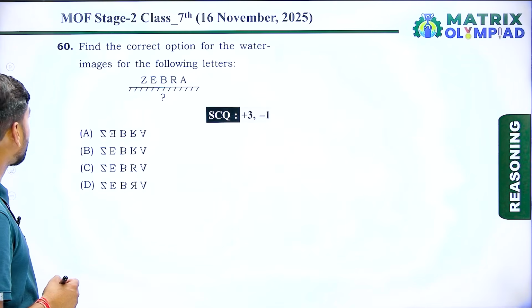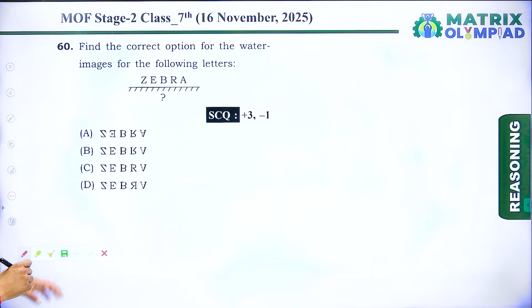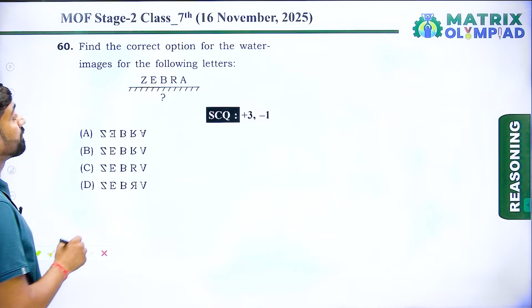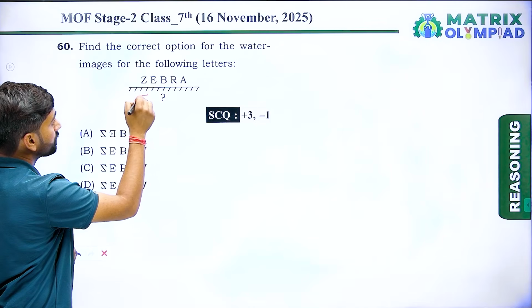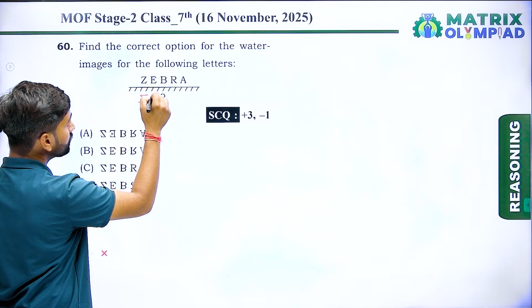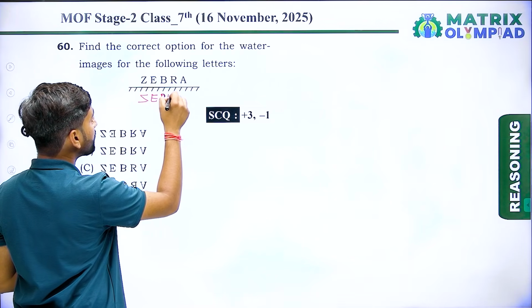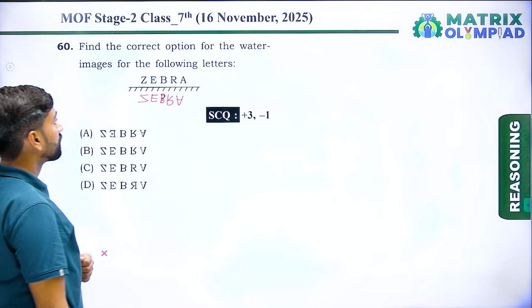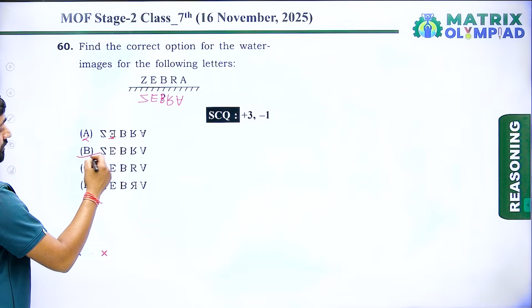In this question we have to find the correct water image of the given letters. The correct water image of the given figure will look like this. E will look the same, B also looks the same, R will look like this, and A will look like this. So which option is correct? Let's check. Option A is not correct because A is interchanging their sides. Option B is the right answer to this question.